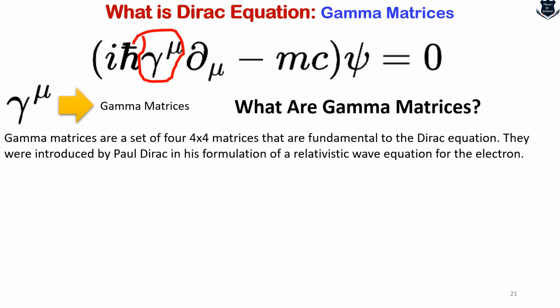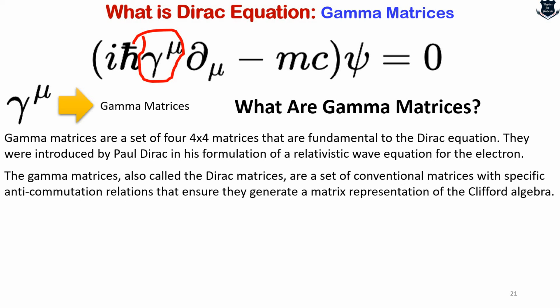Gamma matrices are basically simple 4x4 matrices, and they were actually introduced as gamma matrices or Dirac matrices because there was a need, and what is that need? We will look into that, of the wave of the electron. So the gamma matrices are a set of conventional matrices with specific anti-commutation relations. Now this is important: the specific anti-commutation relations actually follow the Clifford algebra.